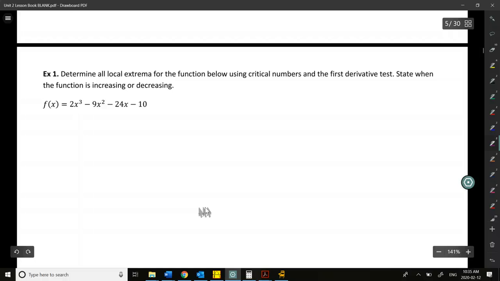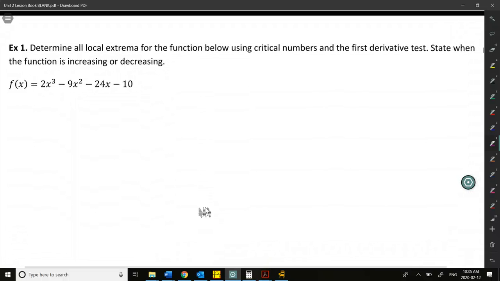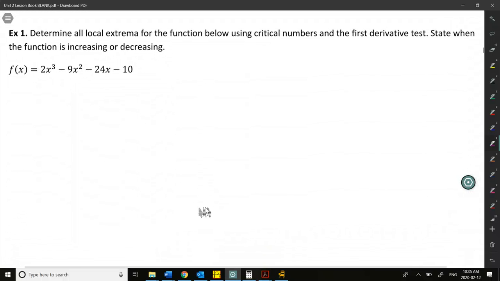Okay, let's apply this and kind of see what's going on here. Okay, so determine all local extrema for the function below using critical numbers and the first derivative test. State when the function is increasing or decreasing. Okay, so firstly, I need to know where the derivative is equal to 0 or where the derivative does not exist. So we need to find the derivative to start.